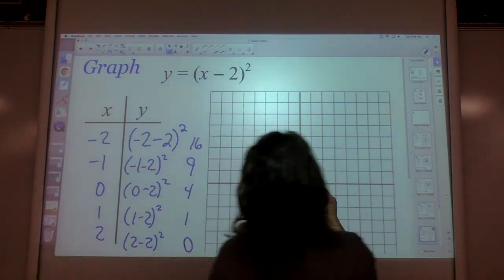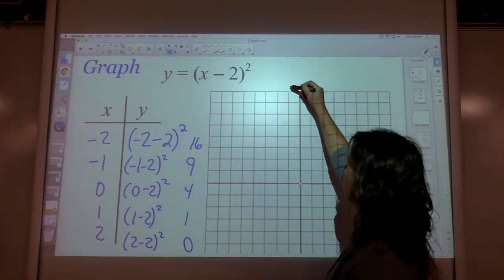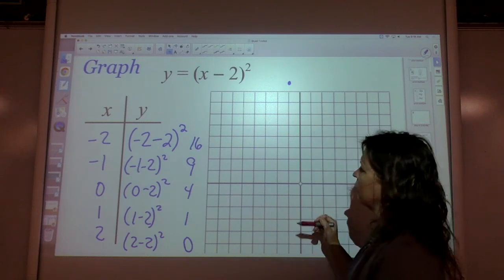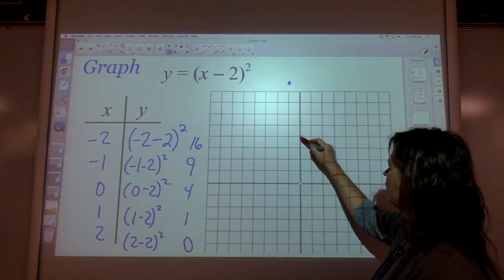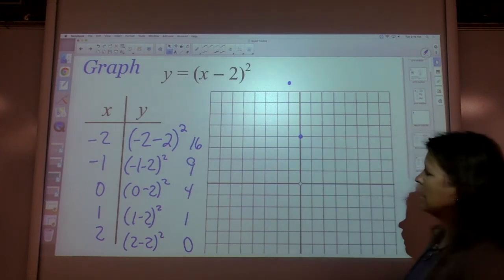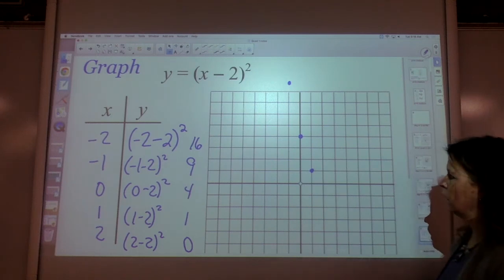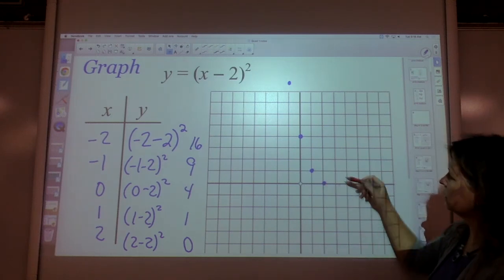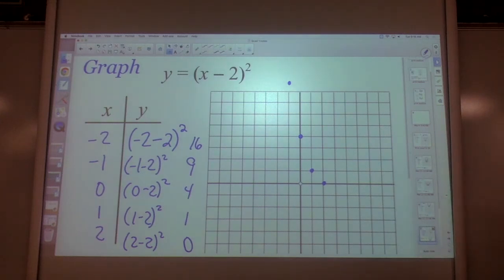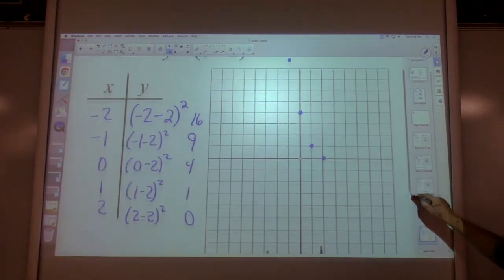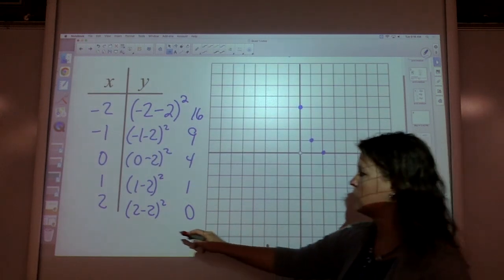Of course we can't graph negative 2, 16. It's way too high. We can graph negative 1, 9. We can graph 0, 4. We can graph 1, 1. And 2, 0. It looks like maybe it's about to turn. We can't stop there. We know that we need a parabola. And if we need a parabola, we're going to have to keep going until it goes back up. So let's try a 3.